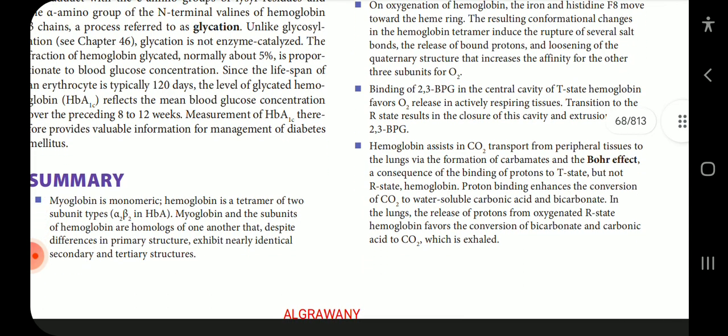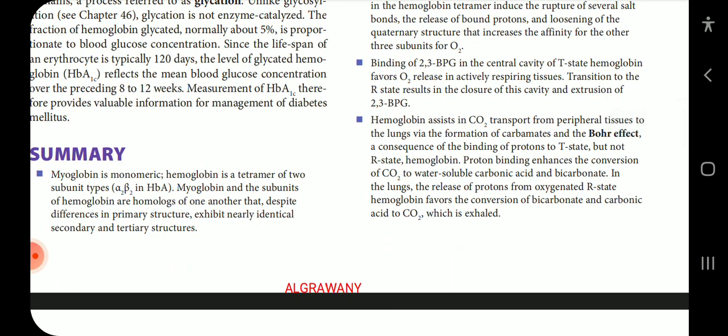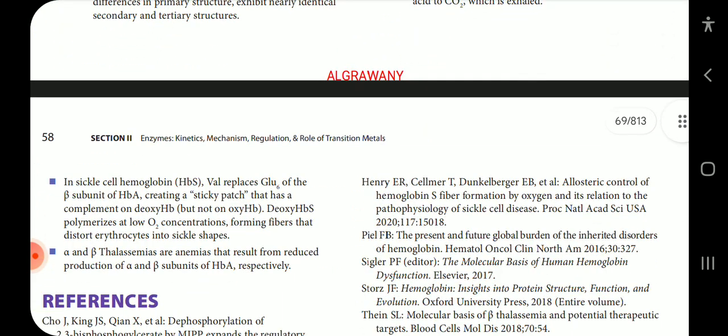Binding of 2,3-BPG in the central cavity of T state hemoglobin favors O2 release in actively respiring tissues. Transition to the R state results in the closure of this cavity and extrusion of 2,3-BPG. Hemoglobin assists CO2 transport from peripheral tissues to the lungs via the formation of carbamates and the Bohr effect, a consequence of binding of protons to T state but not to R state hemoglobin. Proton binding enhances the conversion of CO2 to water soluble carbonic acid and bicarbonate. In the lungs, the release of protons from oxygenated R state hemoglobin favors the conversion of bicarbonate and carbonic acid to CO2, which is exhaled.